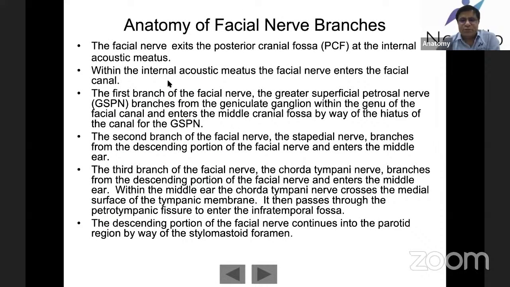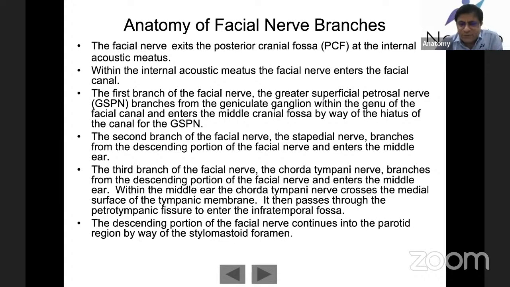The anatomy of the facial nerve can be described in a single slide here. So focus: the facial nerve exits the posterior cranial fossa at the internal acoustic meatus, remember, along with the vestibulocochlear nerve and its sensory division, that's the nervus intermedius. Within the internal acoustic meatus, the facial nerve enters the facial canal. The first branch of the facial nerve, the greater superficial petrosal nerve, branches off the geniculate ganglion. Remember, it's the sensory ganglion of the facial nerve.